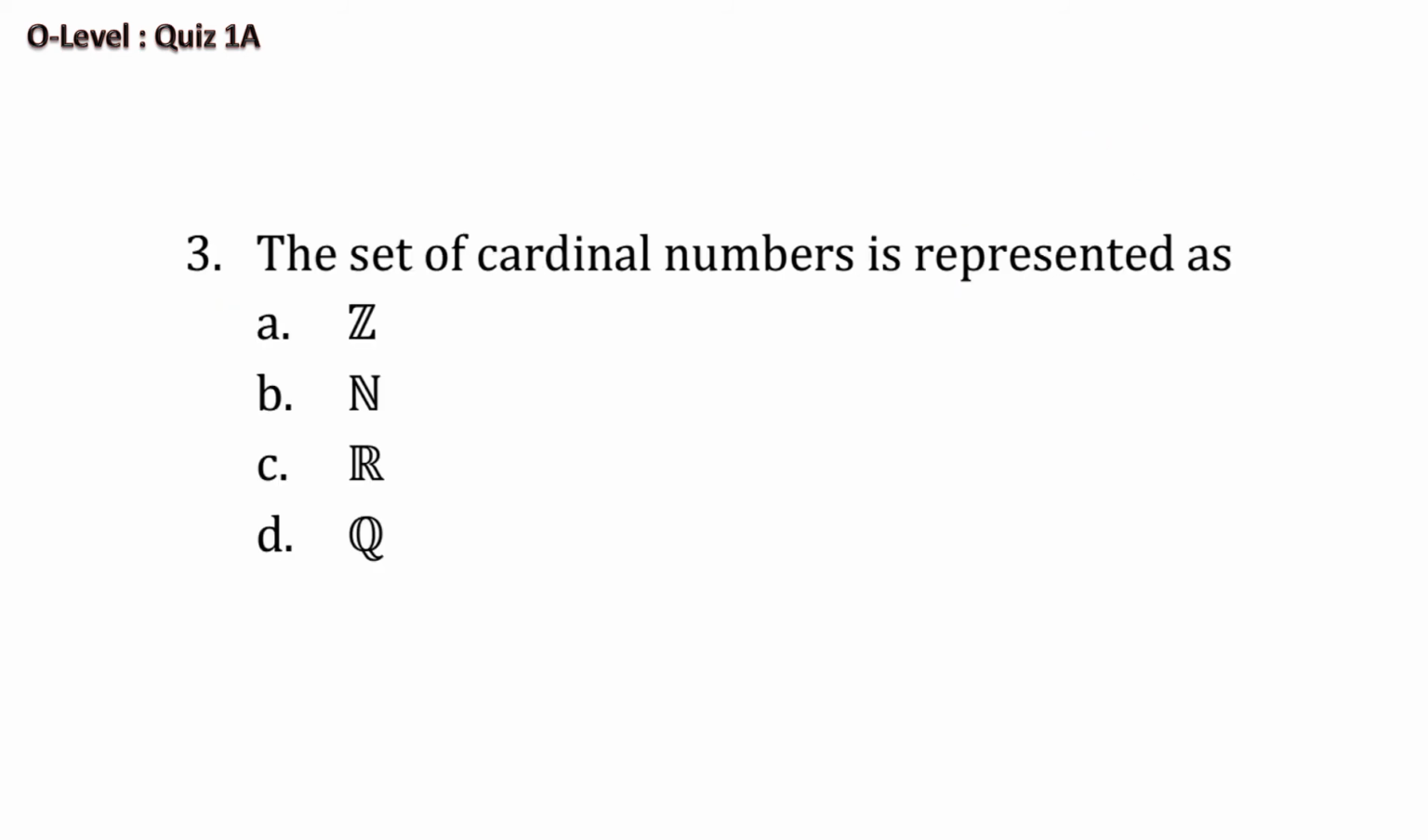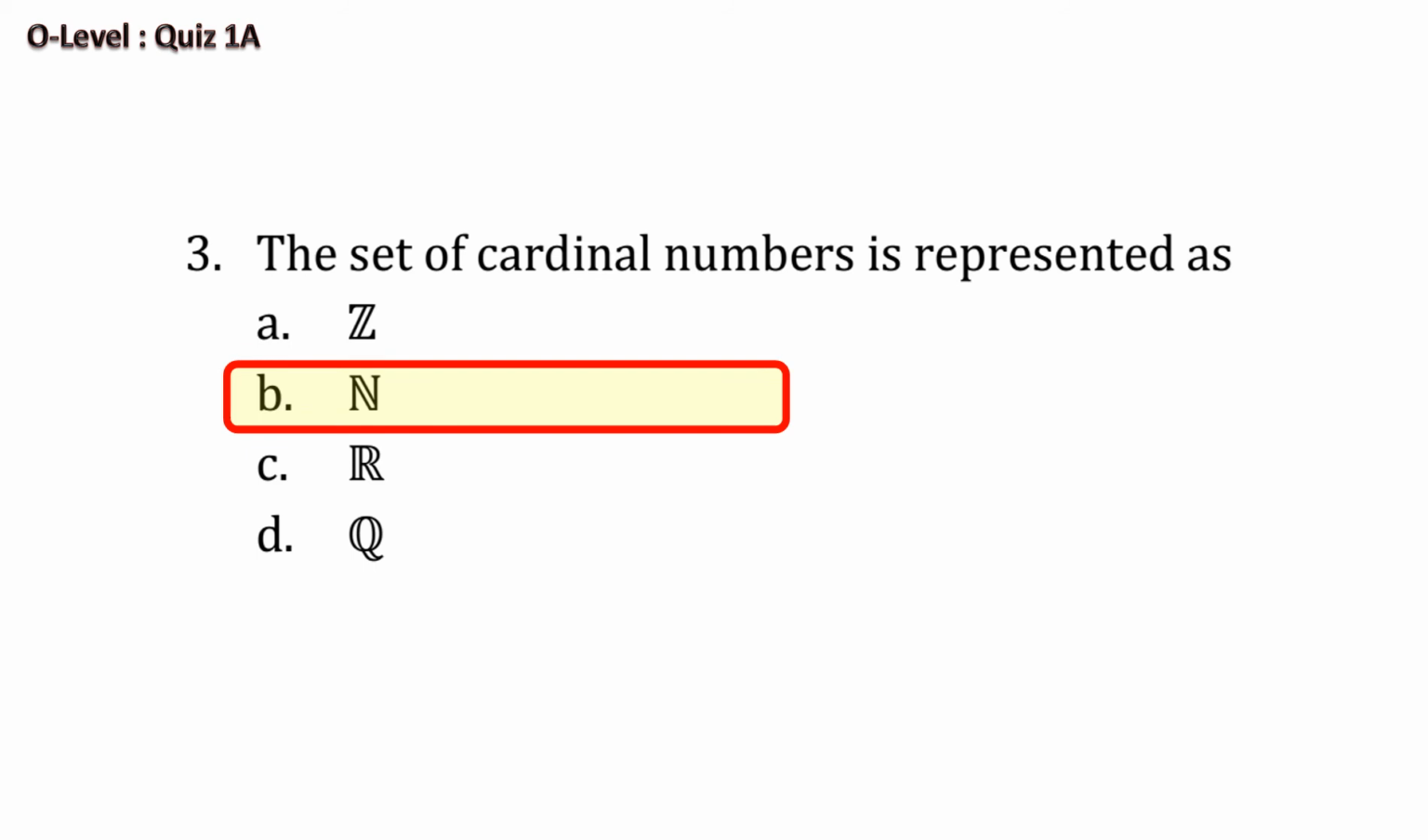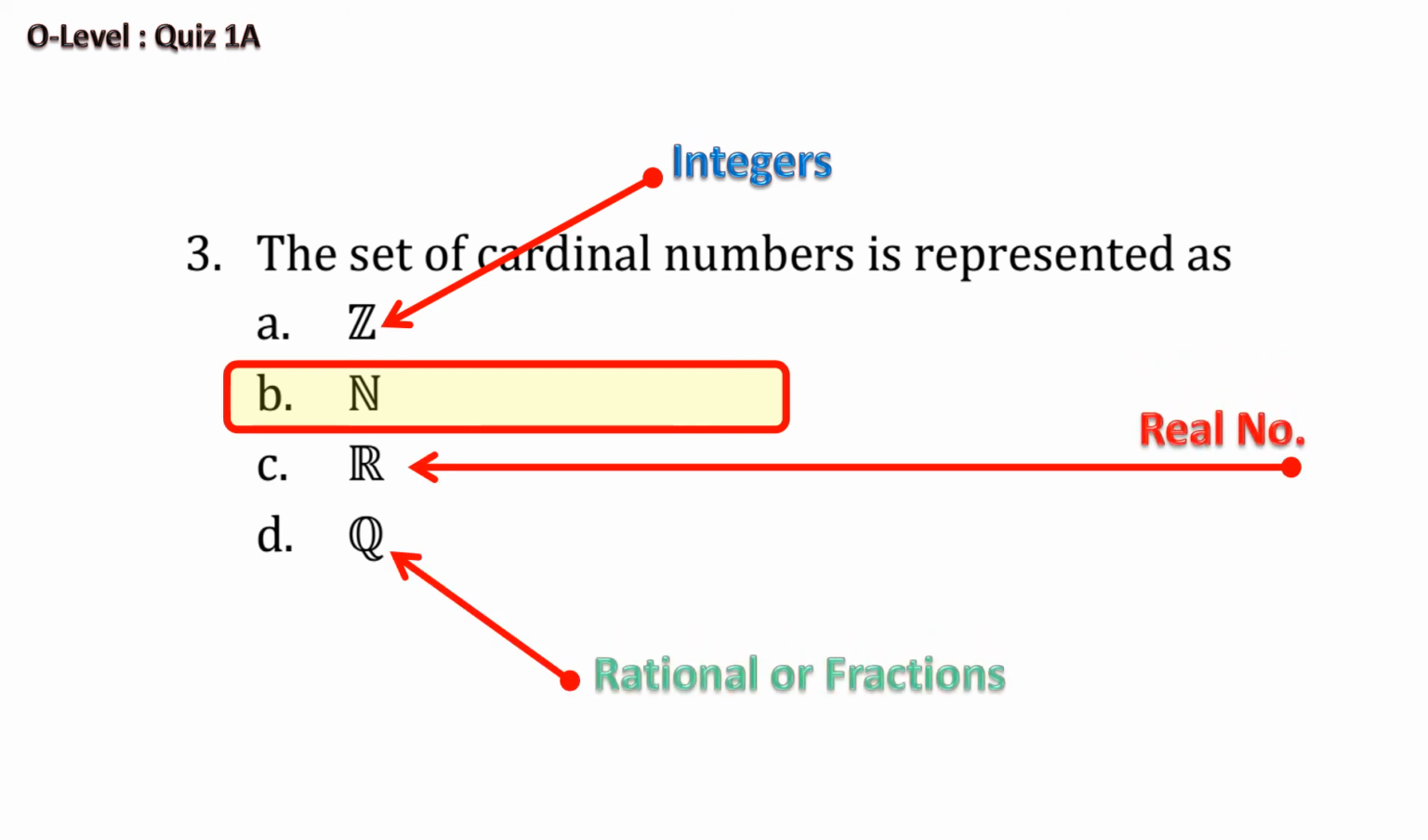Question 3. The set of cardinal numbers is represented as. In the past lesson, I explained to you that cardinal numbers is another way of saying natural numbers. So whenever you hear of cardinal numbers, you think of natural numbers, because we mostly talk about the cardinality of a set, which you did in Form 3 and we're revising in Form 5 as well. Then Z represents a set of integers and R is a set of real numbers, while Q is a set of rational numbers, also called fractions. So we have integers Z, real numbers R, and rational numbers or fractions Q.